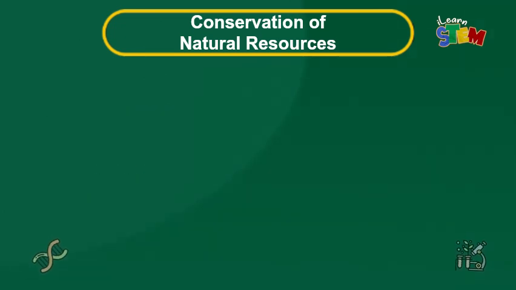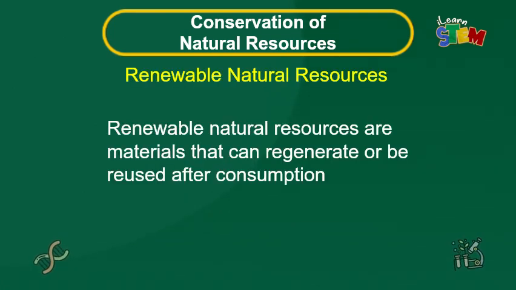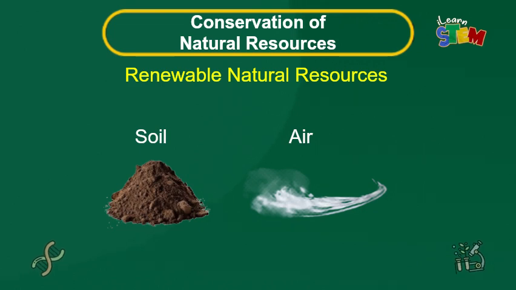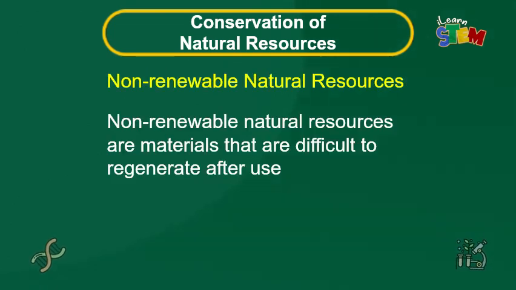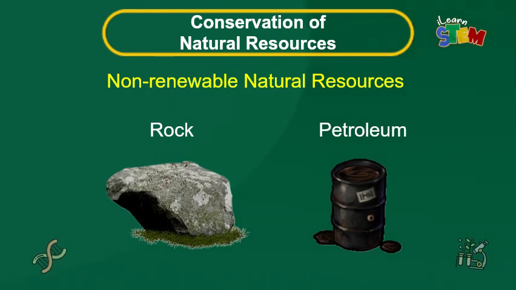Natural resources can be renewable or non-renewable. Renewable natural resources are materials that can regenerate or be reused after consumption. Examples are soil, air, and others. Non-renewable natural resources are materials that are difficult to regenerate after use. Examples are rocks, petroleum, etc.